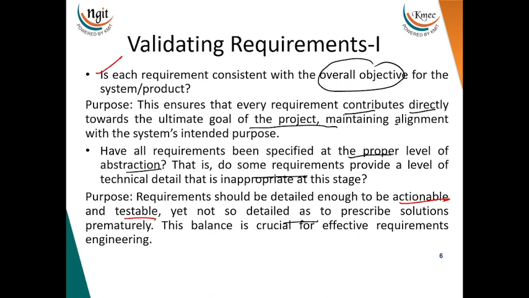Each requirement is directly or indirectly related to our project. The next point: each requirement should specify the proper level of abstraction. What part it is doing, where it is required, what actions it is taking, what is traceable, and what the other parts of it are.